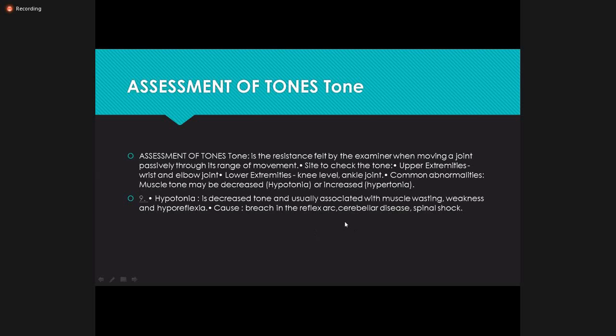Now beside this, we can find hypotonia in cerebellar diseases and in cases of spinal shock, means any acute spinal cord injury in which all of the corticospinal sensory pathways are blocked for some time. So this is called a spinal shock. In that case, there will be a reduced tone, right?